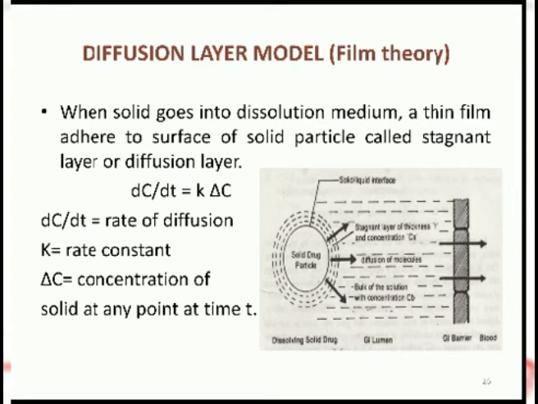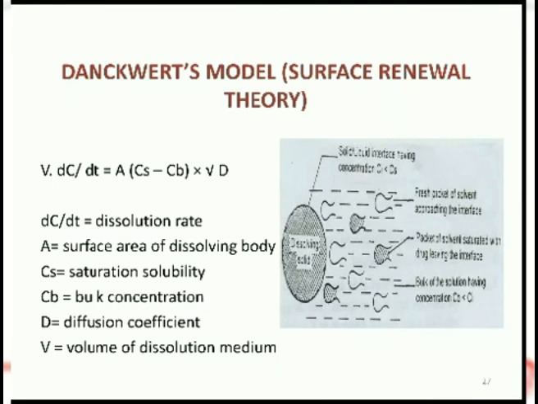equation. dC/dt = kdA(Cs - C) = DA/h (Cs - C), where dC/dt is the rate of dissolution, kd is the dissolution rate constant, D is the diffusion coefficient, Cs is the saturation solubility of the solid, and C is the concentration of solute in the bulk solution. It can be seen that the dissolution rate constant Kd is equivalent to the diffusion coefficient divided by the thickness of the diffusion layer, that means h.